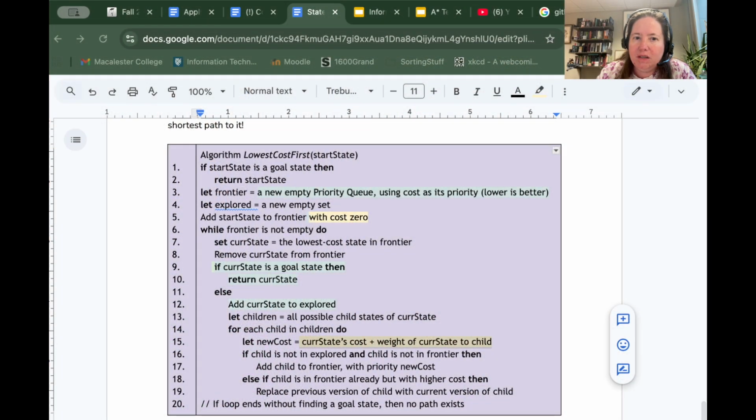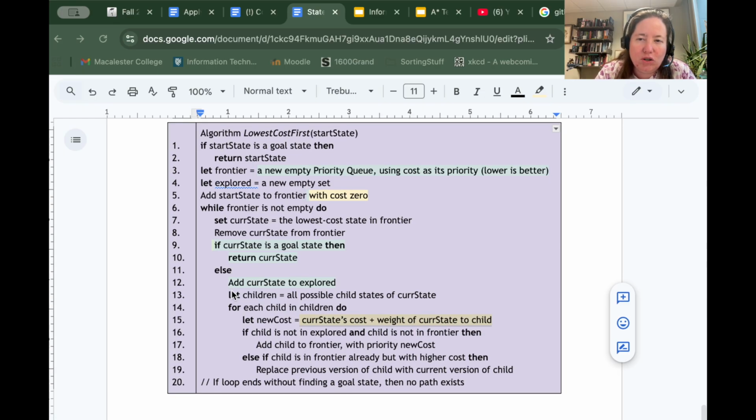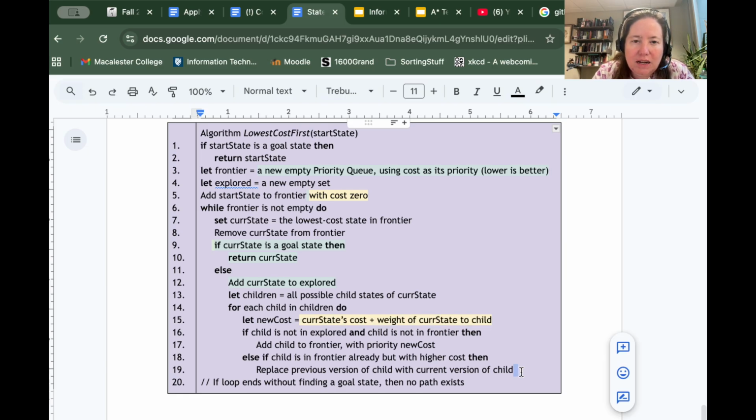All right, so I'm starting with the pseudocode for lowest cost first, which we talked about in an earlier video. What I've done here is I've re-highlighted a few things, including highlighting in yellow specifically the cost calculations. So you remember lowest cost search. It uses a priority queue to organize the fringe elements so that it can always select the fringe element that has the lowest cost built up so far.